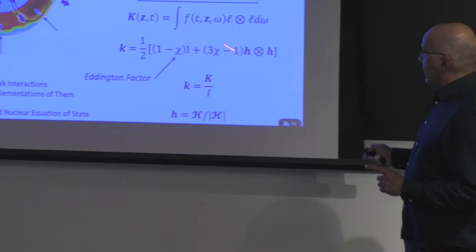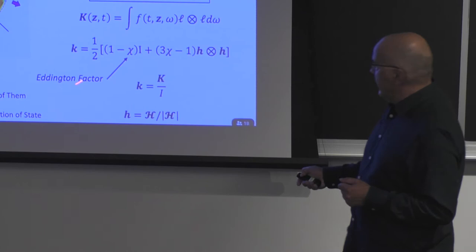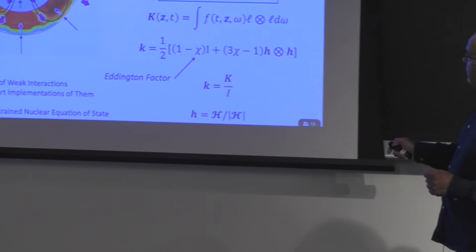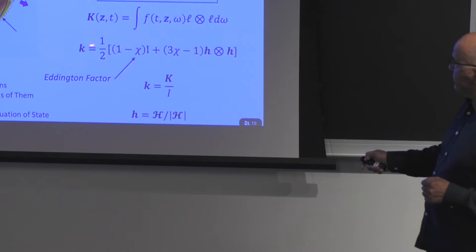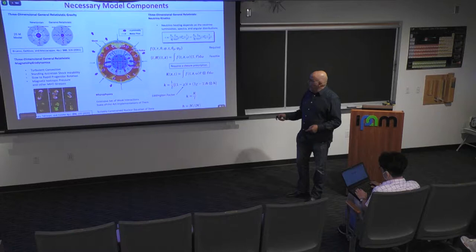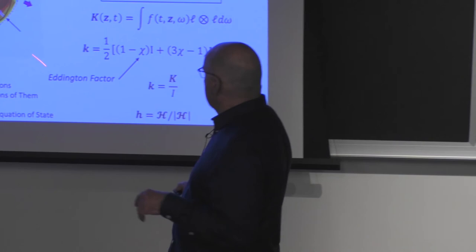where this parameter chi is a scalar, and it's known as the Eddington factor, okay? I'm talking to you about how we would close this system using such a closure prescription, basically by specifying K in terms of I and H, right? I've now specified this moment in terms of these two. So I've closed the system. And there's a further parameter in here. Within M1, there are different choices of chi. So there are lots of versions of M1 here, and we'll talk about those, okay?